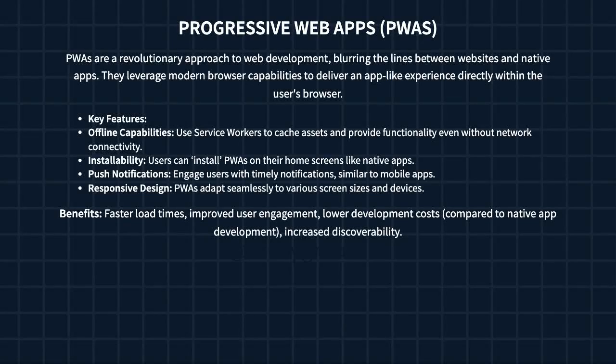Let's talk about progressive web apps. Think of them as websites that feel like apps. They're built using modern web technologies and offer some seriously cool features like working offline, being installable on your home screen, and sending you notifications just like a regular app. They are also much faster to build than traditional native apps, making them a really attractive option for developers.